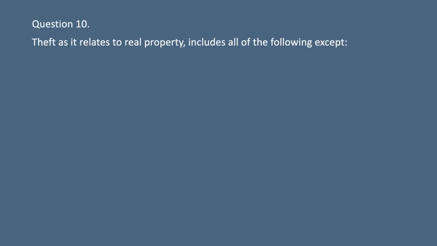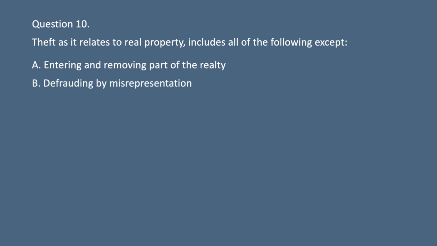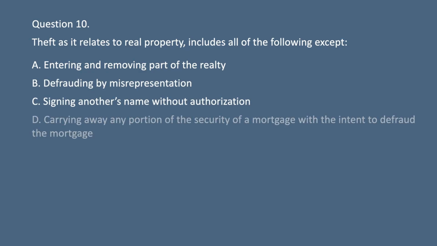Question 10. Theft as it relates to real property includes all of the following except A. Entering and removing part of the realty. B. Defrauding by misrepresentation. C. Signing another's name without authorization. D. Carrying away any portion of the security of a mortgage with the intent to defraud the mortgagee.